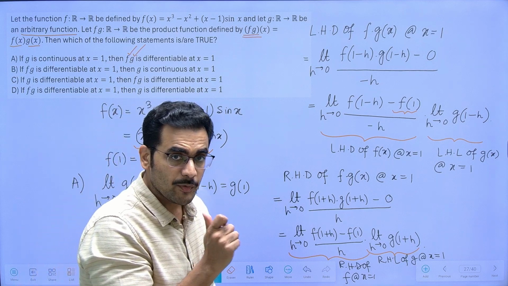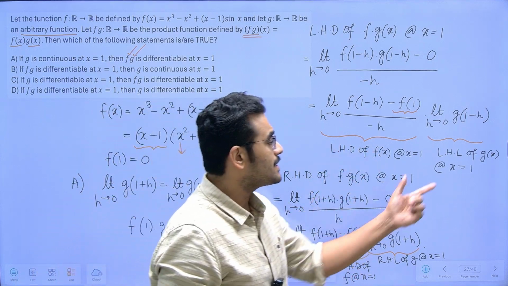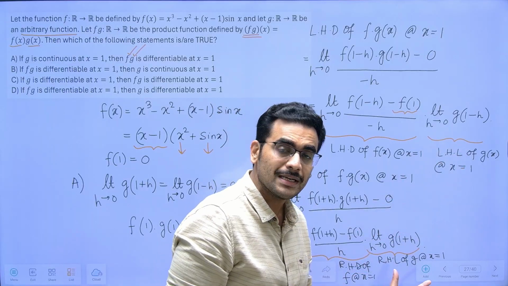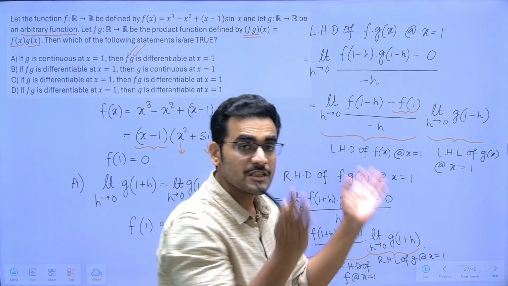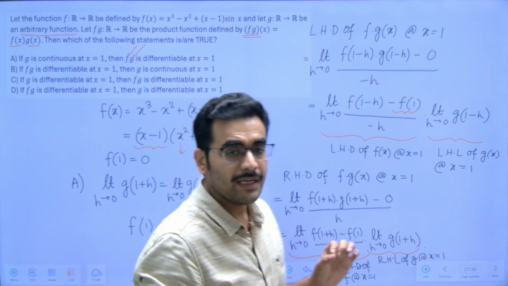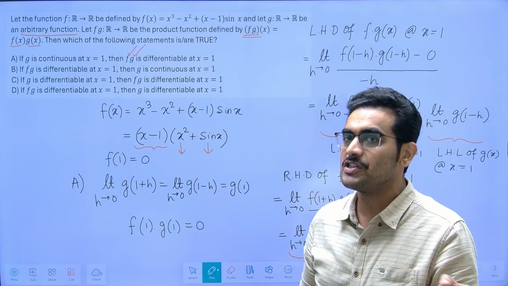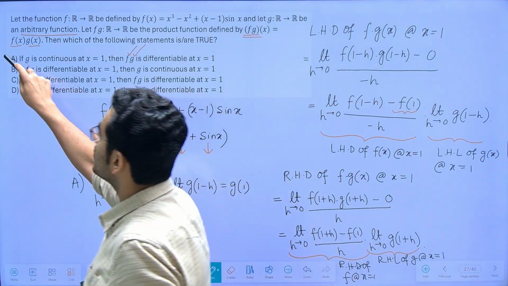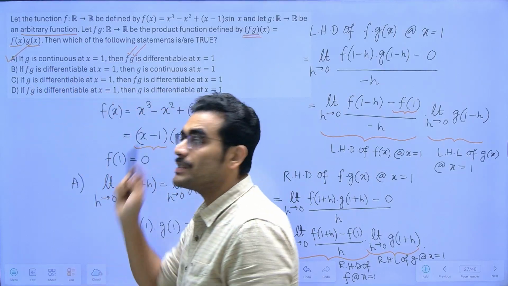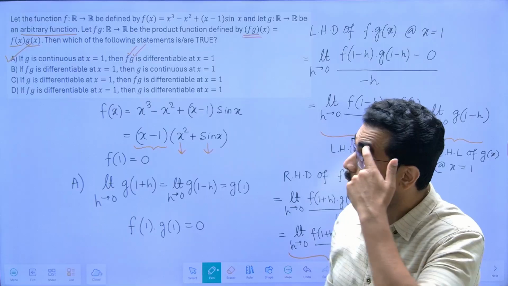Because f(x) is differentiable at x equal to 1 means LHT equal to RHT. g(x) is continuous at x equal to 1 means LHL equal to RHL. So this product and this product must be equal. What does it mean? That LHT and RHT of f into g must be equal at x equal to 1. So f into g must be differentiable at x equal to 1. So first option is the correct option. If g is continuous at x equal to 1, then f into g is differentiable at x equal to 1.